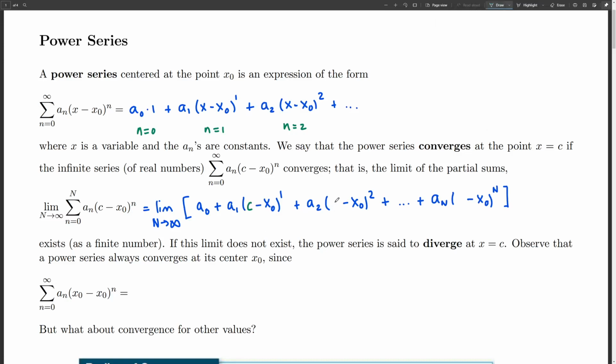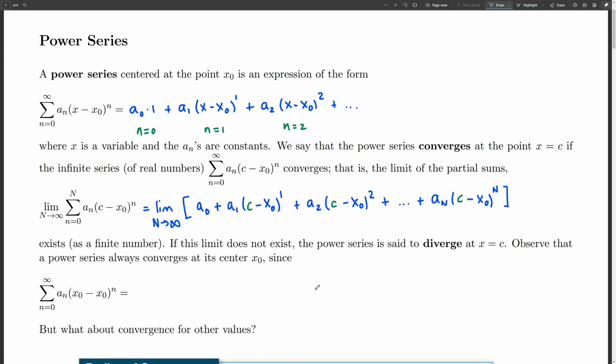And so we plug in c for x in each of these terms. So you would try to figure out what this partial sum is for capital N and then take the limit as capital N goes to infinity. If this limit does not exist, the power series is said to diverge at x equals c.